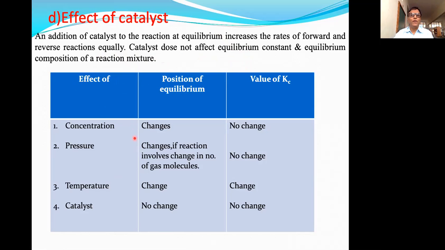Now, in this tabular form, we'll discuss all these four factors: the effect of concentration, pressure, temperature, and catalyst on the position of equilibrium and the value of Kc. First, we'll discuss the concentration. What is the effect of concentration on the position of equilibrium? If the concentration changes, the position of equilibrium also changes. And what will be the change in the value of Kc? There will be no change in the value of Kc. Is it clear? So this is the first factor, concentration.